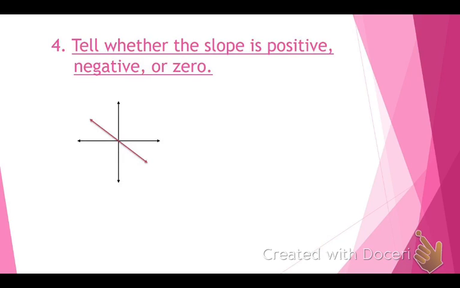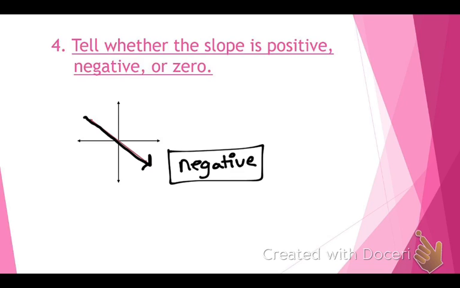Remember, whenever you're looking at a graph, you are reading it from left to right. So I'm starting here and going in this direction. Which direction is that? Negative. I'm going downward, so that is a negative direction. So my slope here would be negative.